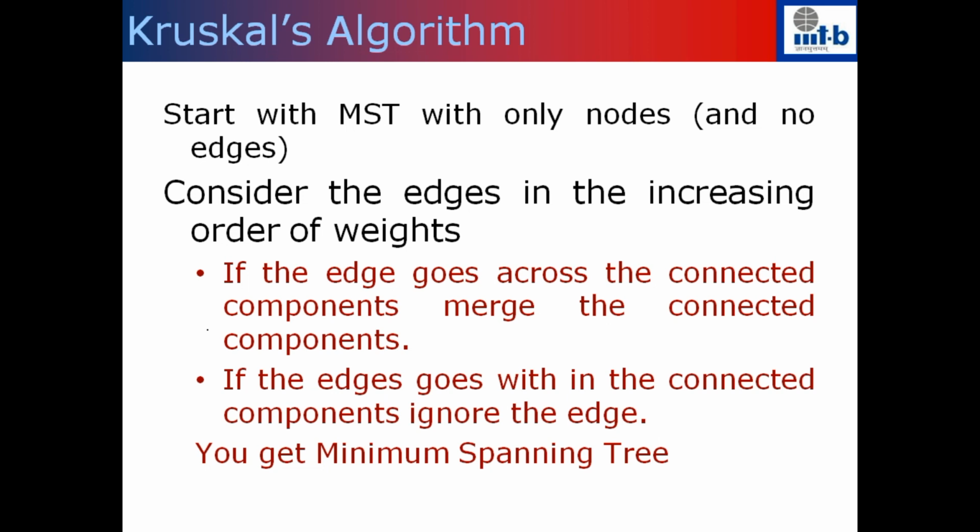If the edge goes within the same connected component, ignore that edge. By doing this process, at the end of the algorithm, we will have only one connected component, and you have added exactly n minus 1 edges. Since it's connected and has n minus 1 edges, this becomes a spanning tree. The claim is that what you get here is a minimum spanning tree.